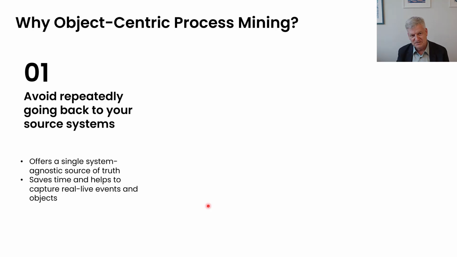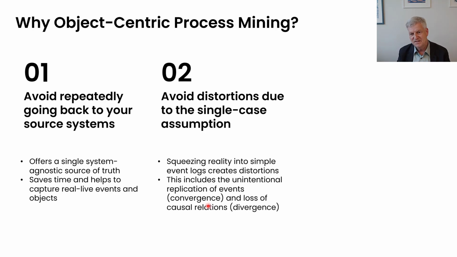Before, if you use case-centric process mining, each time you change your question, you may need a new case notion, and you need to go back to your source systems and extract the data again. The second problem that object-centric process mining is trying to address are problems like convergence and divergence. I did not explain this clearly enough, but you have to believe me that if you are flattening your data to be case-centric, in that process, you're distorting things, right?